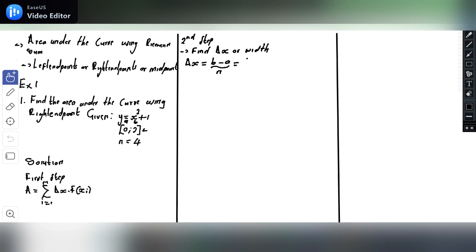Therefore our b is going to be 2. What is a? A is going to give us 0, all over n, which is the number of rectangles. It's going to give us 0.5, right? So after getting 0.5, now we're going to the third step.